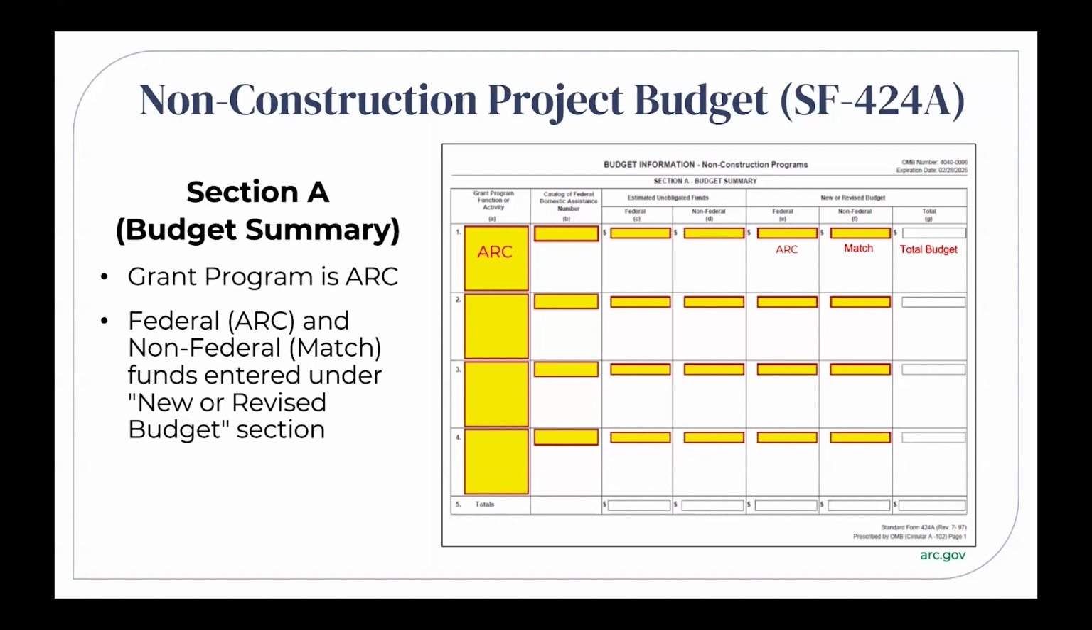Federal or ARC and non-federal or match funds should be entered in the new or revised budget columns. Then put the total budget. There's no need to separate anything out here besides ARC and match.